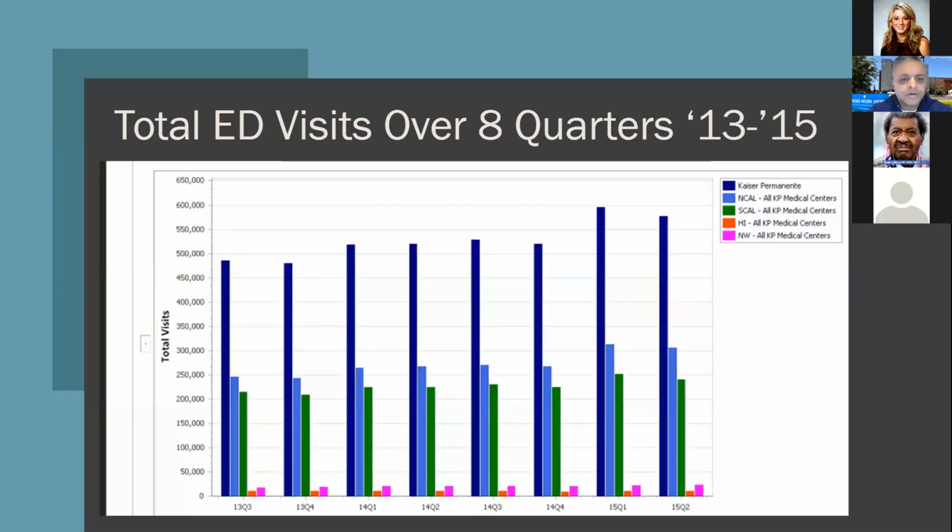Now, just to show you about Kaiser, this is 2013, 2014, a little bit of 2015, so 8 quarters of data in ED visits.